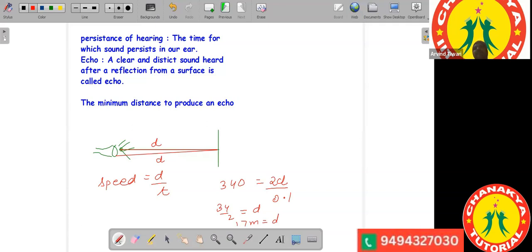Okay. Now let us see how we characterize a voice. There are certain terms by which sound is characterized. So sound is characterized by its frequency. There are certain things that determine the sound which you should know.